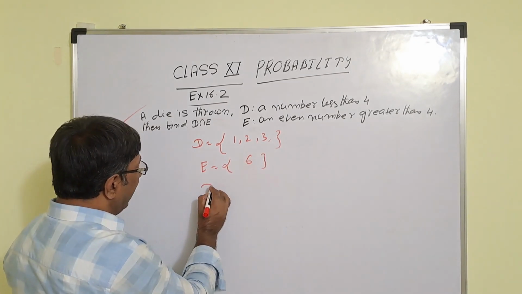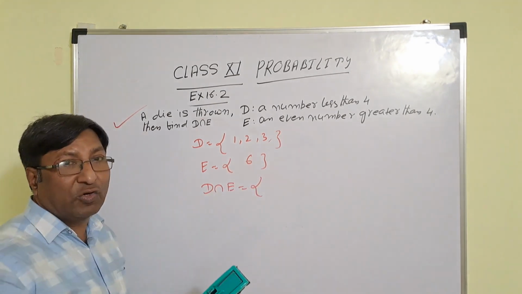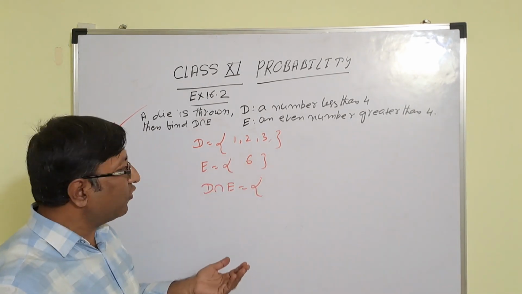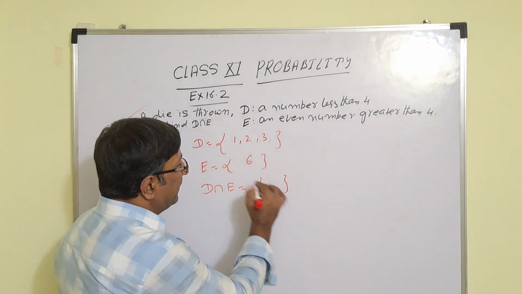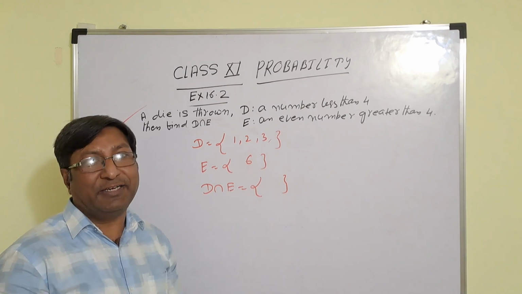Now we have to find D intersection E. Intersection means what? That is the common. So what is the common between D and E? There is nothing common. So this is an empty set. No member in D intersection E. This is the right answer.